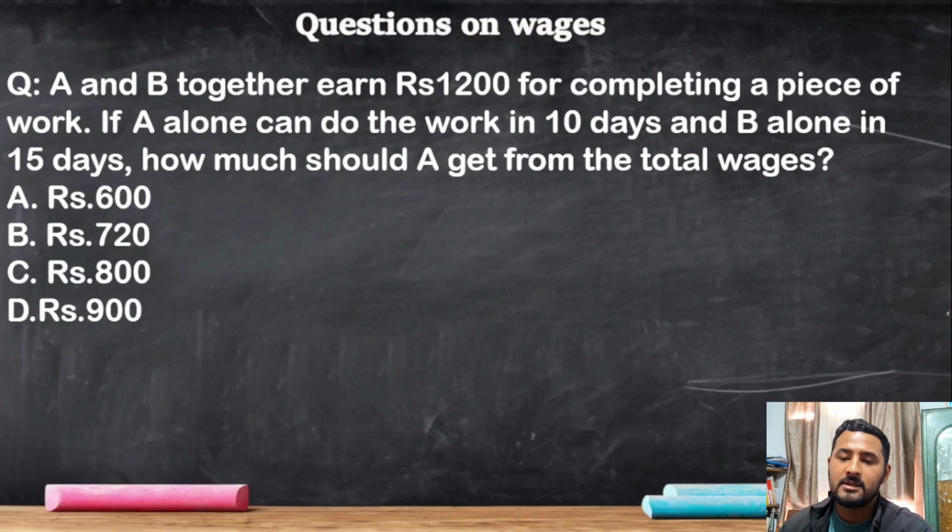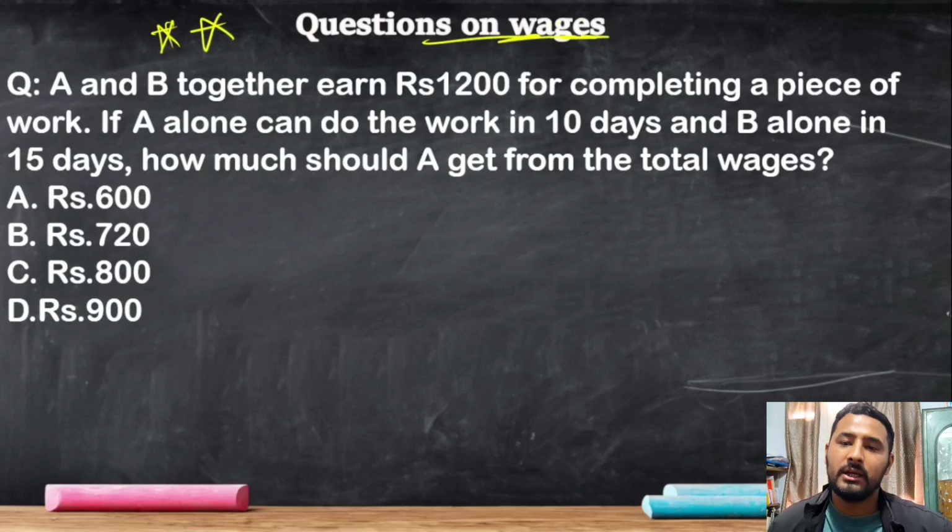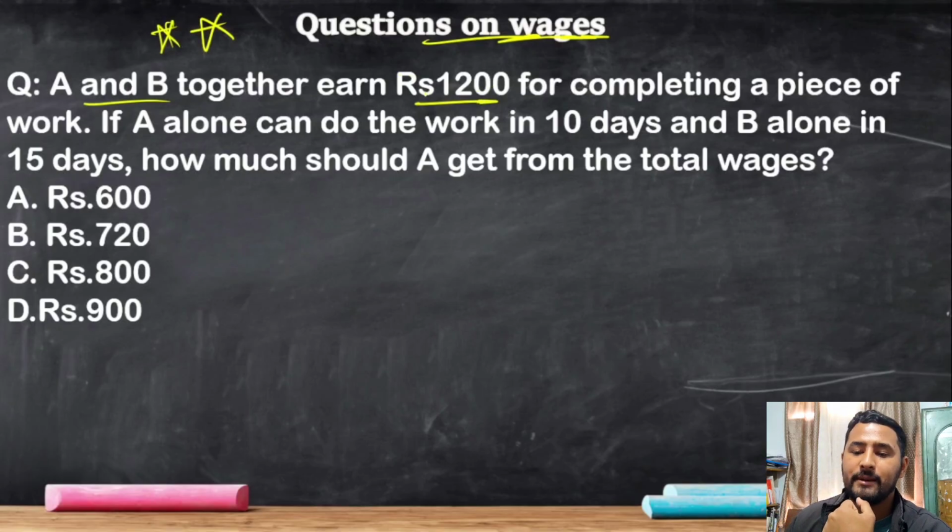Okay, let's go next. Again, another important type of question. These are very important questions you might expect in the upcoming exam. Questions on wages, meaning how much they are earning if they are working together. So let us see. If A and B together earn rupees 1200, how much does each earn? What this type of question needs is how much they get as wages if they work separately.